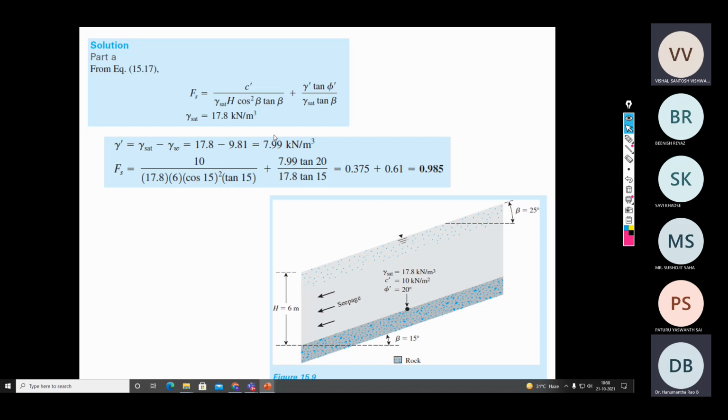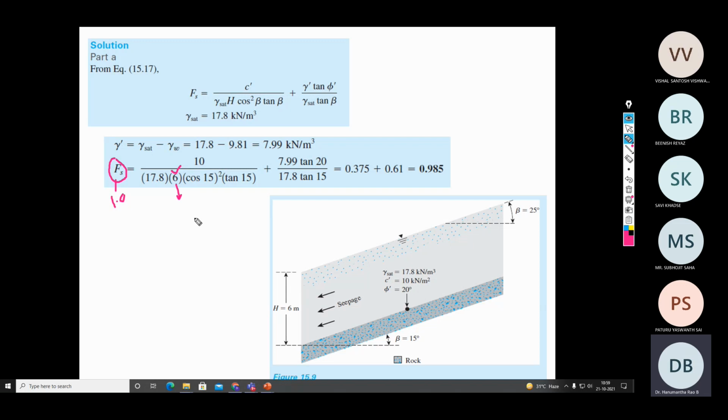Yes, sir, lower. Yeah, so I repeat, suppose if I ask you to calculate the critical height of the slope, now put the factor of safety Fs equal to unity. So this is unity. Now back calculate your h value. Your h becomes h critical. So when you calculate, then you will get h slightly lesser than 6 meter.